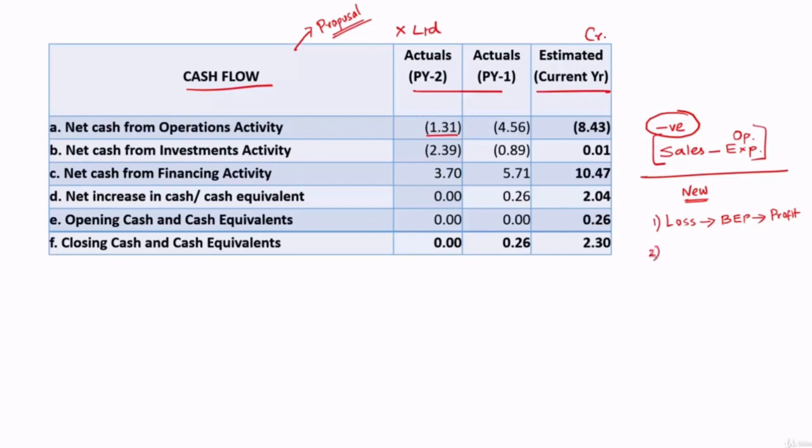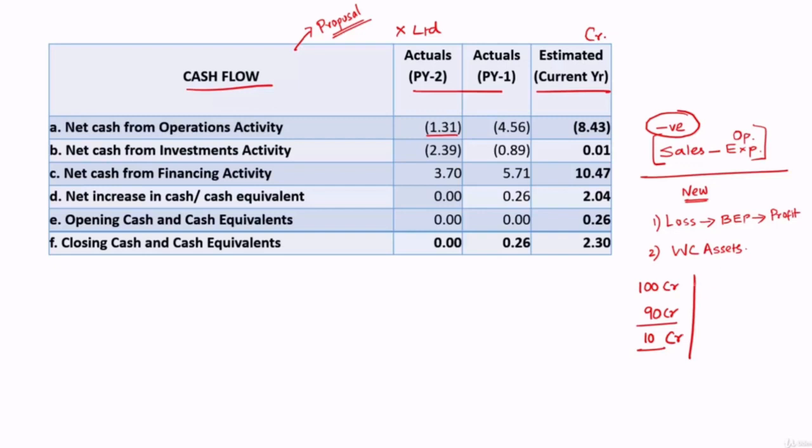Number two, the companies which have substantial investment in working capital assets will also have negative cash flow from operations. Let's say, for example, sales made by the company is 100 crore. Expenses incurred by the company is 90 crore. Profit they have made is 10 crore. But if you look at their cash flow position, you will see that they have not generated cash of 100 crore.